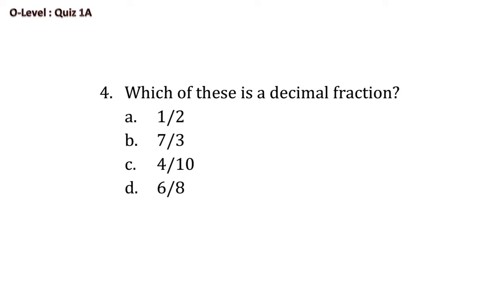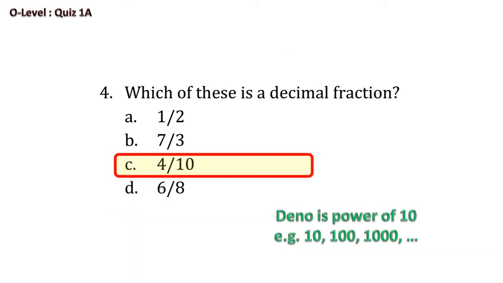Question 4. Which of these is a decimal fraction? A decimal fraction is a fraction whose denominator is a power of 10. That means the denominator can be 10, 100, 1000, 10,000, and so on. And the only decimal fraction here is 4 on 10.